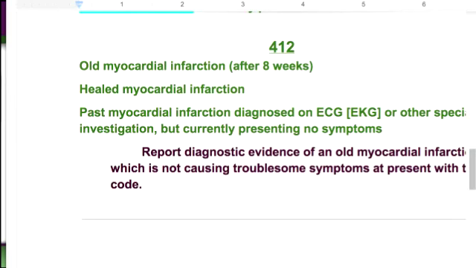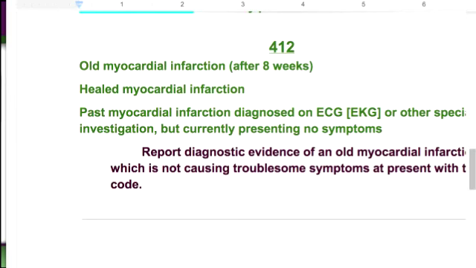But the key about 412 is that it cannot be used unless it's an old MI. An old MI is classified after 8 weeks, and you have to have dates to document that. You cannot use 412 unless you can prove that it's after 8 weeks, okay?